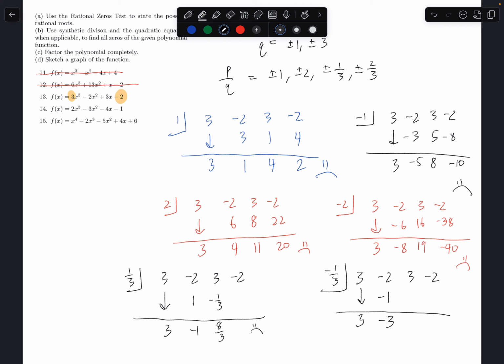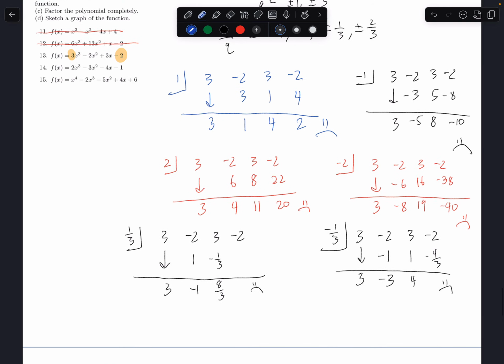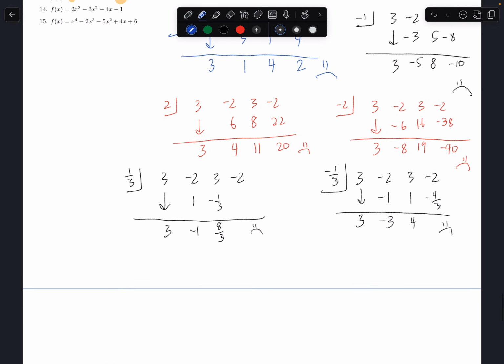-3 times the third is +1. Positive 1. That's 4. That gives me -4/3. So it's not going to work. I'll just write that. It's not 0. Okay, it might be one of the last ones, I guess. So 2/3 and -2/3, some last two chances.